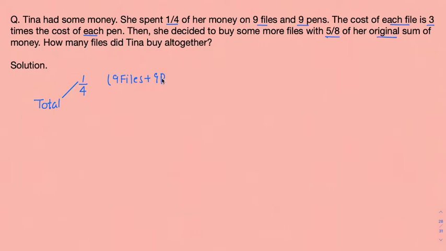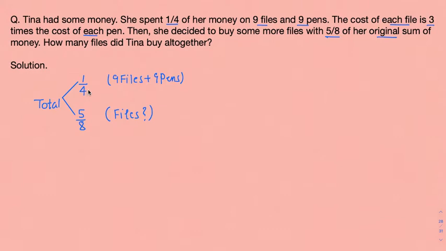Now what else? Then she intended to spend 5/8 of her money on files. We don't know how many files she bought. We have to find how many additional files she is going to buy with 5/8 of her original money.